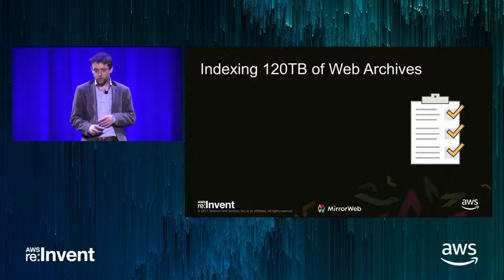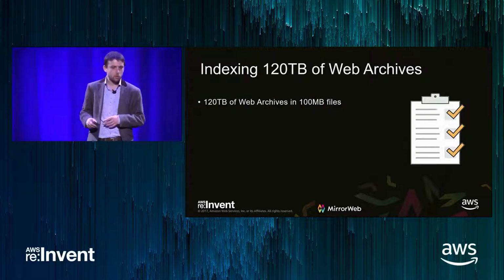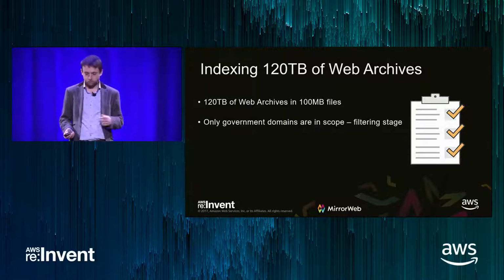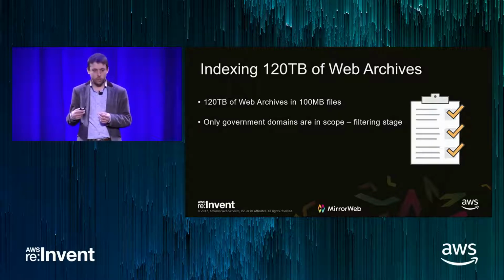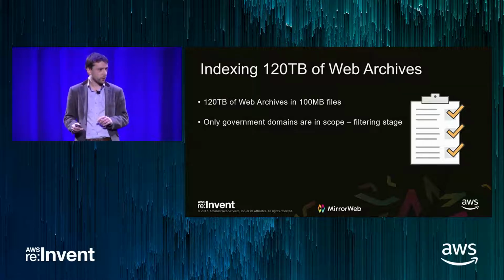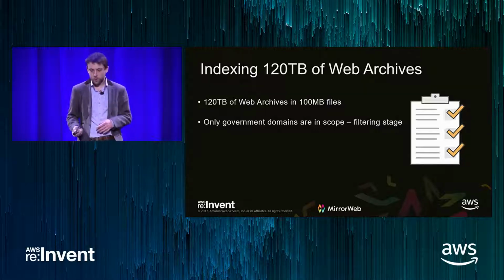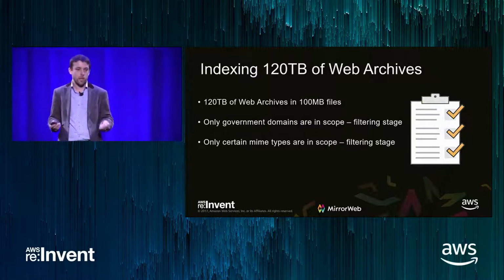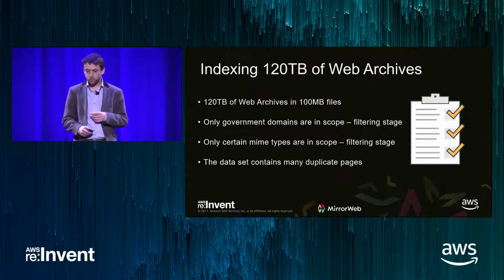So, indexing 120 terabytes of web archives. The web archives are all stored in 100 megabyte files, and they were all stored in S3. We had to filter down the content so that the search only provided results for government domains. Web crawlers traditionally can spread off onto the internet and archive and pull down lots of stuff. We didn't want those returning in the search results. Only certain MIME types were in scope, so we only indexed text content, documents. We didn't index any video, we didn't index any images at this stage.